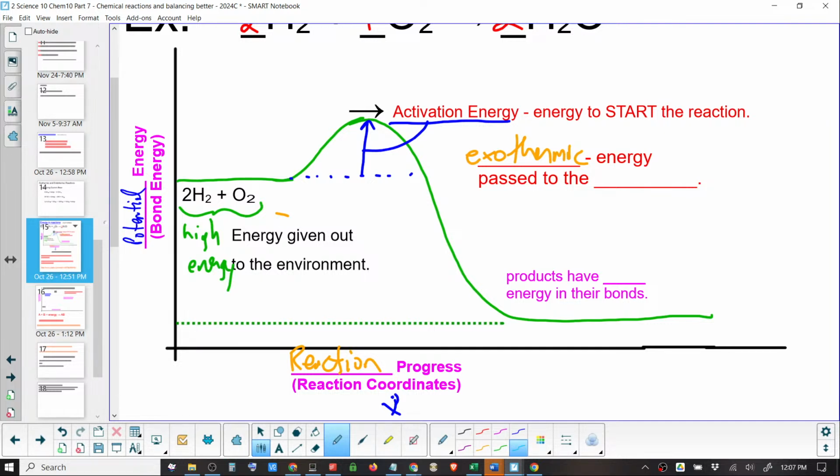If this energy is going up, what must you be getting more of? Bonds. Excellent. More bonds. So as you go up, we're making more bonds, or bonds formed. As we go down, what happens to those bonds? They break.